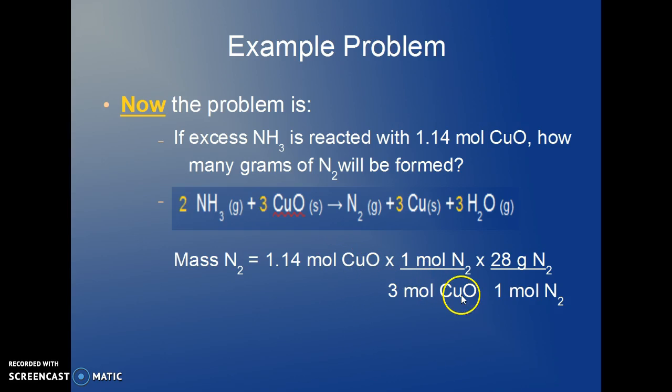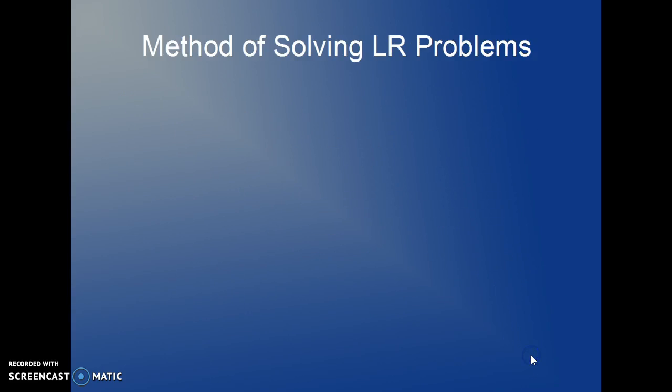That'll get rid of our moles of copper-2 oxide. And then to find the mass of the nitrogen, we multiply by the molar mass of nitrogen gas, 28 grams per mole. When we do all that, we get 10.6 grams of nitrogen gas. And that's a reasonable answer given the amount of ammonia we had.